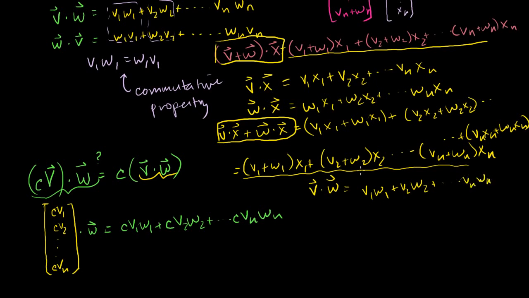I'm getting tired of doing this, and you're probably tired of watching it. But it's good to go through the exercises. If someone asks you to do this, now you'll be able to do this. Now, what is c times this? If I multiply some scalar times this, that's the same thing as multiplying some scalar times that. This is just the regular distributive property of regular real numbers. So this is going to be equal to c v1 w1 plus c v2 w2 plus all the way to c vn wn. And we see that this is equal to this, because this is equal to this.